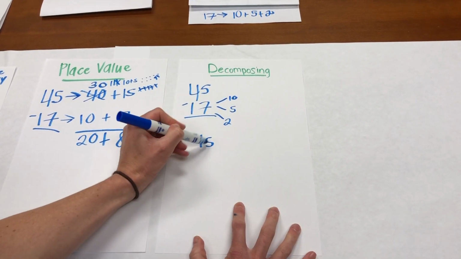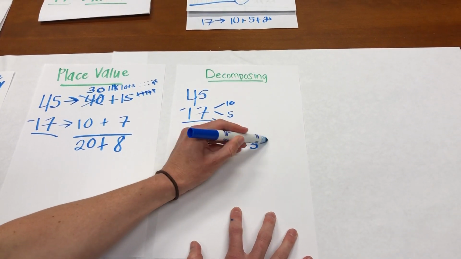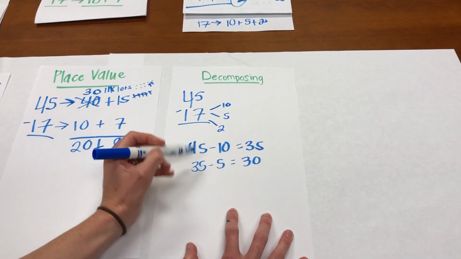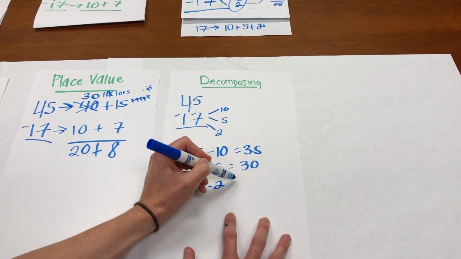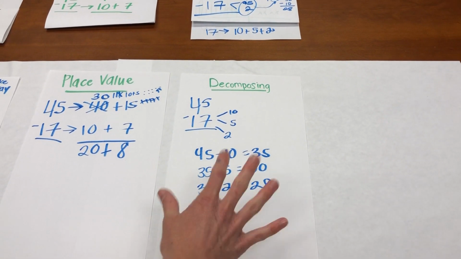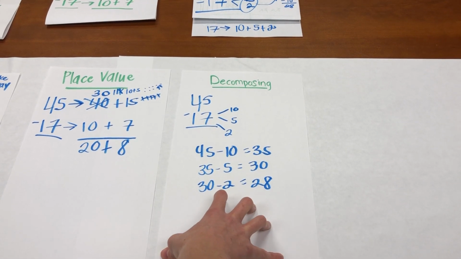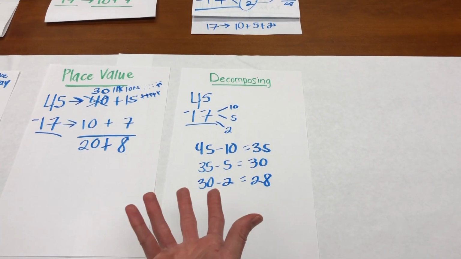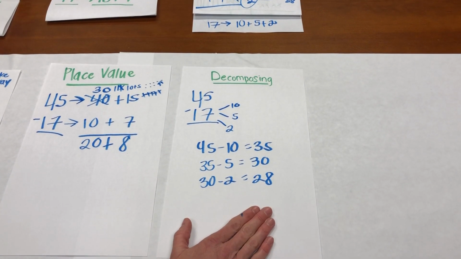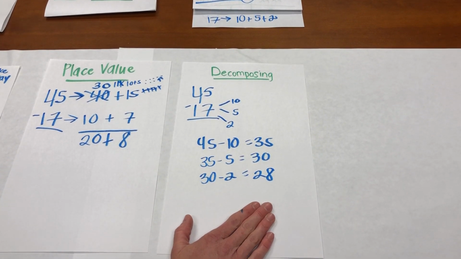I can take 45 minus 10, which is 35. I could take 35 minus 5, which is 30. And I can do 30 minus 2, which is 28. So there's many variations of this because it's basically manipulating numbers based on number sense and decomposing. So this is a great strategy to have students share and talk about.